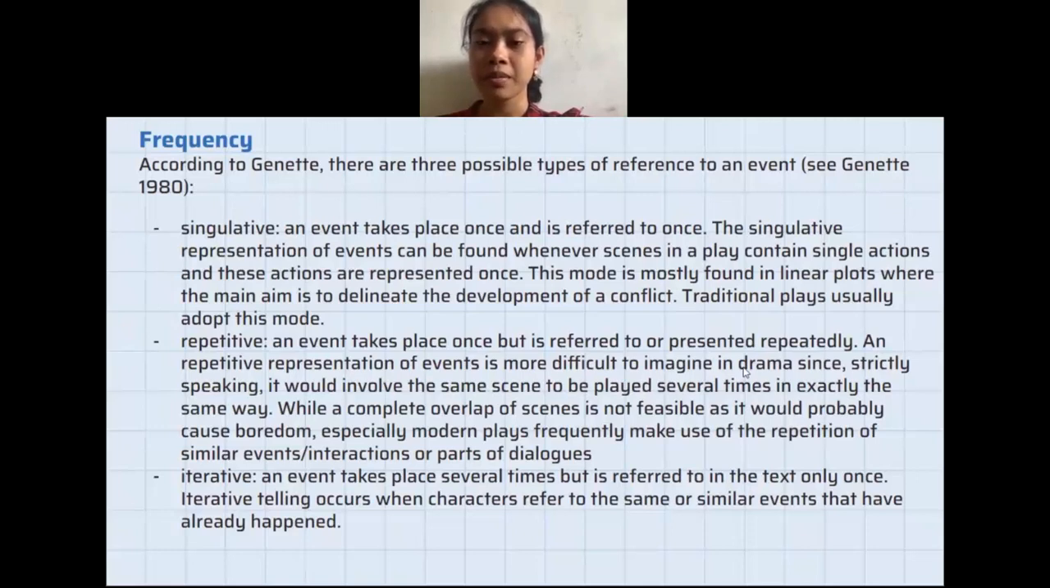The last one, iterative. An event takes place several times, but is referred to in the text only once. Iterative telling occurs when characters refer to the same or similar events that have already happened.